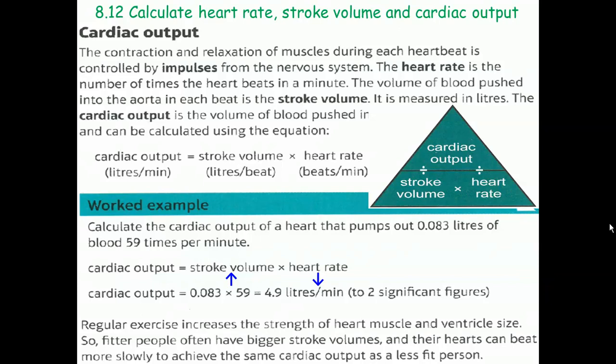They could pump more blood from the left ventricle into the aorta every time the heart beats, and that's because they've got a stronger heart muscle and the ventricle size is a lot bigger, so they could therefore pump more, and therefore their heart rate could be a lot less.